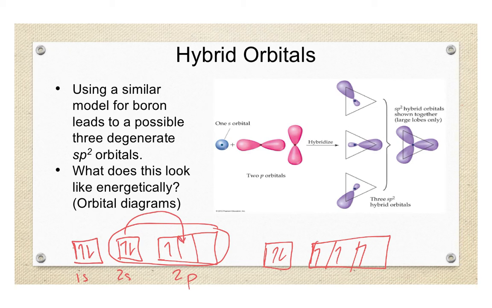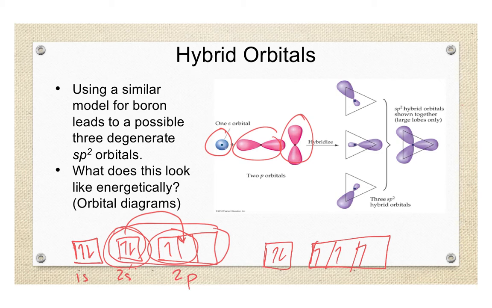What does that leave me with? Well, it does leave me with a single unoccupied 2p orbital, just like I had before. So that's what I would do. Okay, so now we've taken this s orbital and 2 of these p orbitals, and we've hybridized them together.